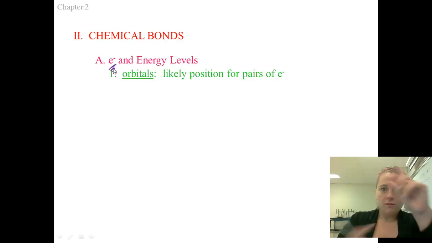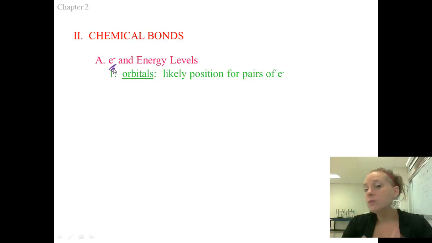We like to think of them zipping around, kind of like planets do around the sun, but instead of being in one area like our Earth around the sun, electrons go up and down and around, but they tend to remain in this sort of leveling area, and they like to pair up.